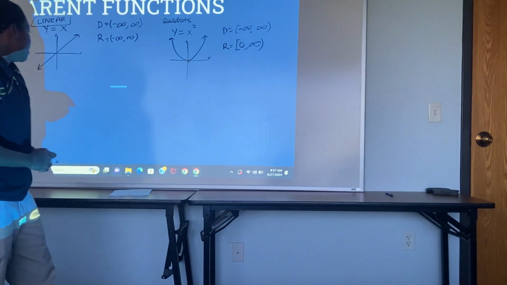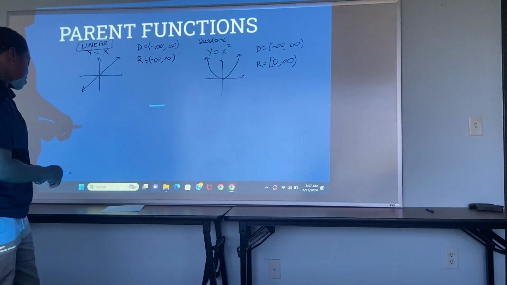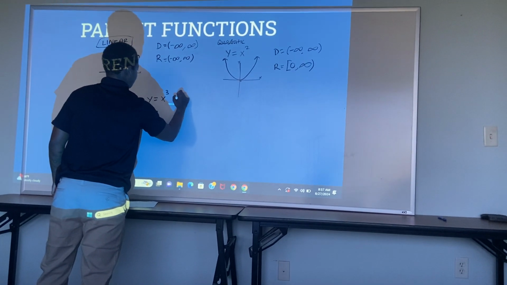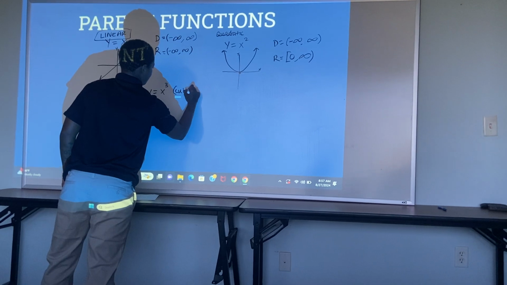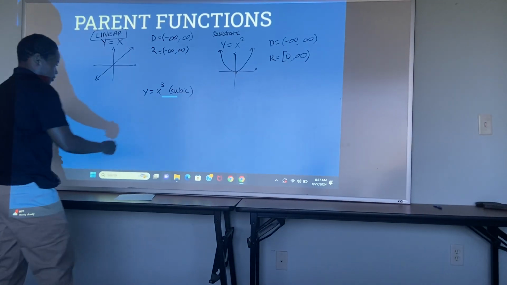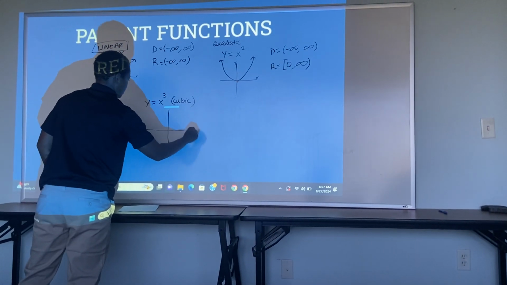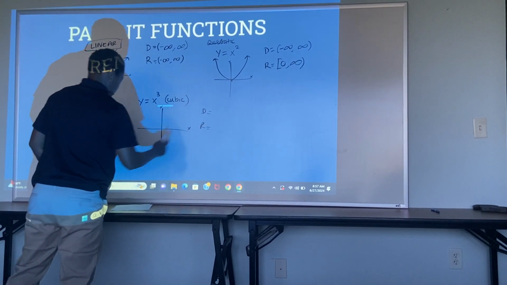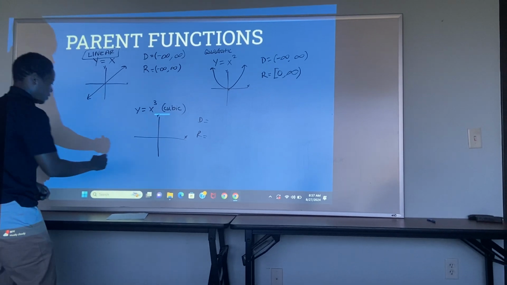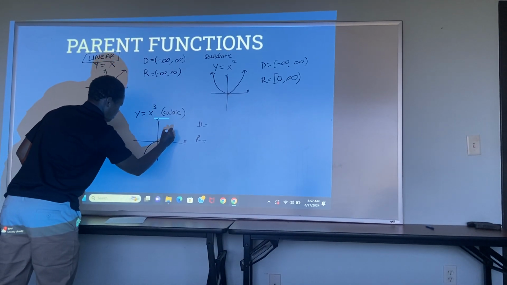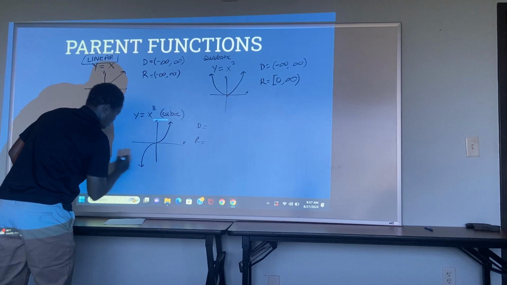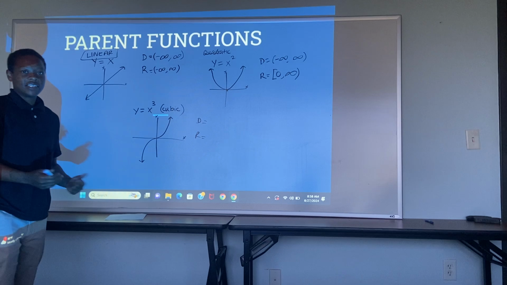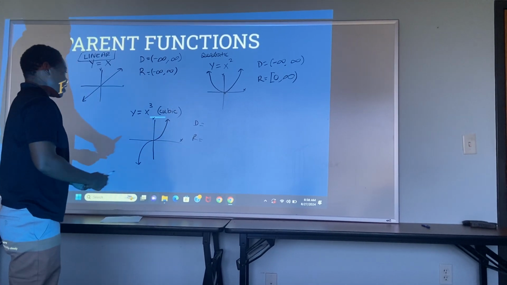Okay. And I'll show you one more. All right. This is what we would call a cubic function. Okay. So the graph for this one will look like this. Okay. All right. So again, looking at this, you want to find out what your domain and what your range is.